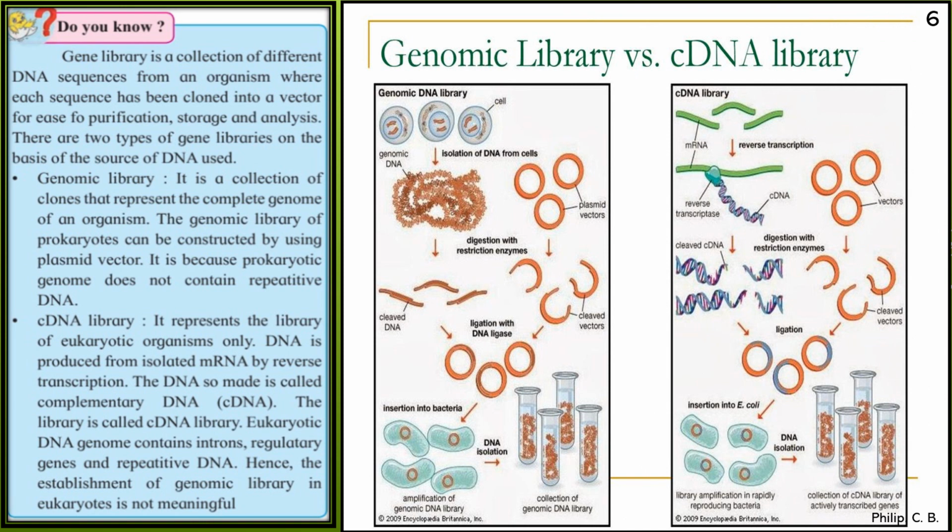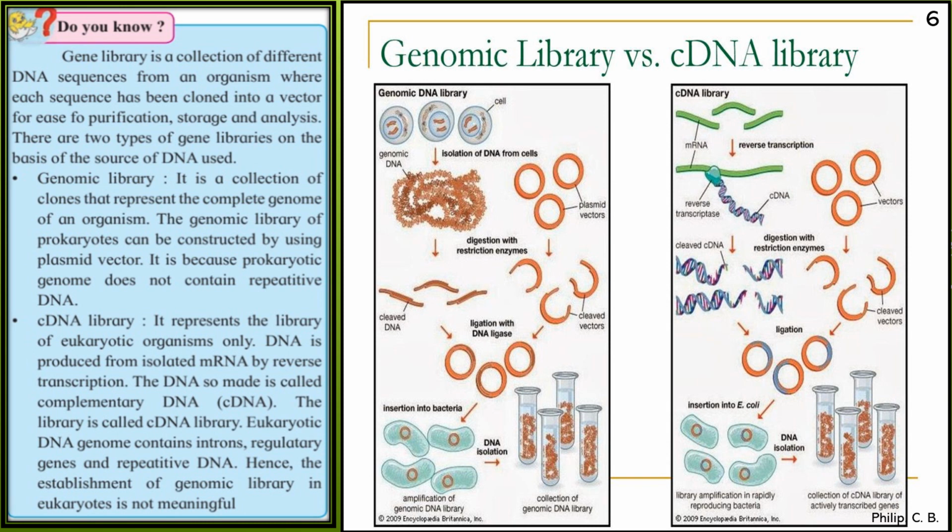Again, just general information: a gene library is a collection of different DNA sequences from an organism, where each sequence has been cloned into a vector for ease of purification, storage, and analysis. There are two types of gene libraries on the basis of source of DNA. Based on that, the two types are genomic library and cDNA library.